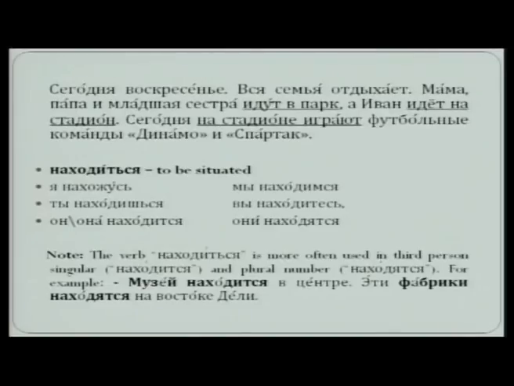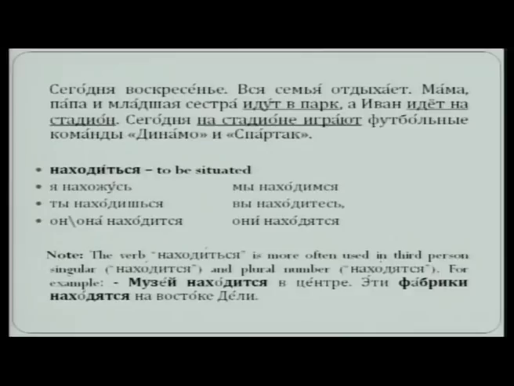Сегодня воскресенье. Вся семья отдыхает. Today is Sunday. The entire family is taking rest. Мама, папа и младшая сестра идут в парк. Mother, father and the younger sister are going to the park. Here idut has been used as a verb of motion in the ani form because mama, papa и младшая сестра are taken together as ani. Ani idut v park.